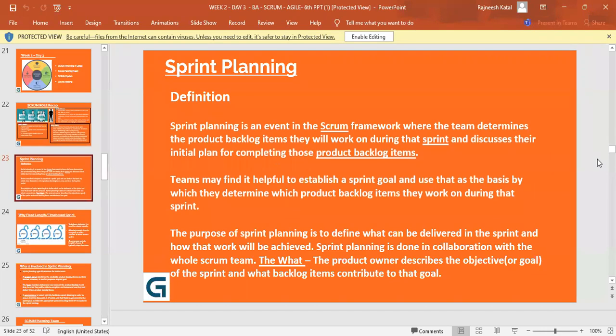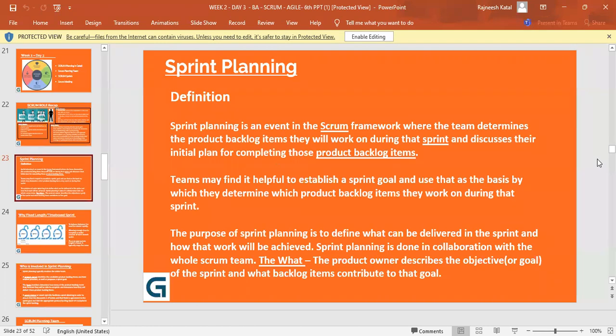Yeah, so the last line is more or less similar to what we studied in the earlier paragraph. And the first line, see, it's very important. What is the purpose? They're saying the purpose is to define what can be delivered in that sprint. So if the customer has asked for a group chat, this is what they're expecting, so that has to be delivered in the sprint. And how that will be achieved means what all backlog items will have to be worked upon to achieve that goal.